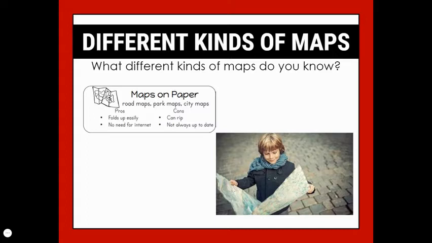Some of the cons or the bad things is they can easily rip. Also, they're not always up to date. So for example, if a new road is built, a paper map may not have that new road on it.